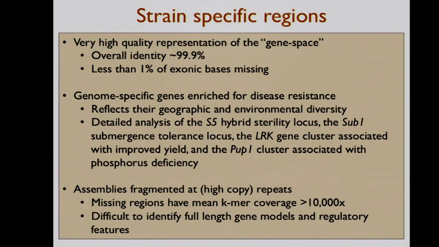But really the key point I wanted to make is, as we study the assemblies, without fail, they always get segmented at high copy repeats. This just always happens. As a result of this, we're missing a lot of the genome that we expected, missing a lot of the most important features like transposable elements. And it was just really hard to identify all the regulatory sequences, things like this.